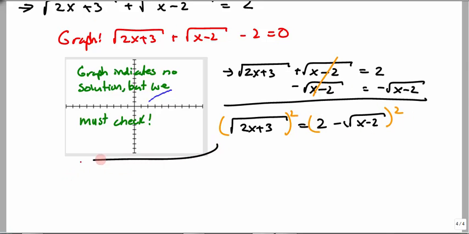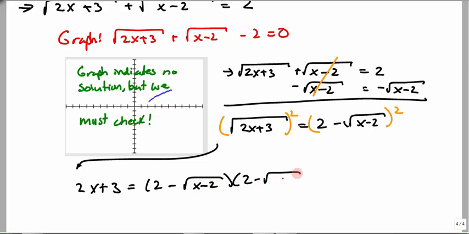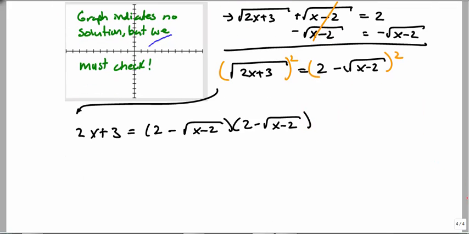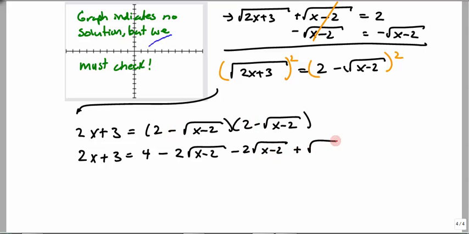So I'm going to move down here. We have 2x plus 3 equals, now remember, I have to FOIL this out. I just don't take the 2 and distribute it. I actually have to FOIL this out. First, outsides, insides, and lasts. So I have 2x plus 3 equals, first 2 times 2 is 4, outsides minus 2 root x minus 2, insides same thing, and then my lasts, a negative times a negative, which is a positive, x minus 2 root x minus 2.